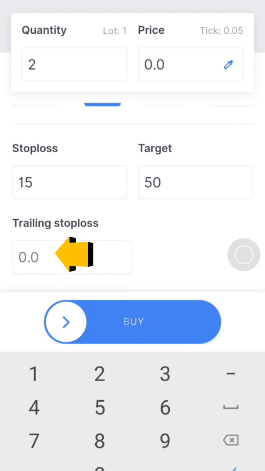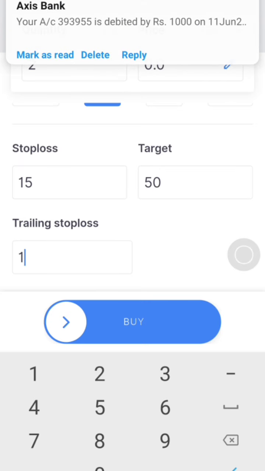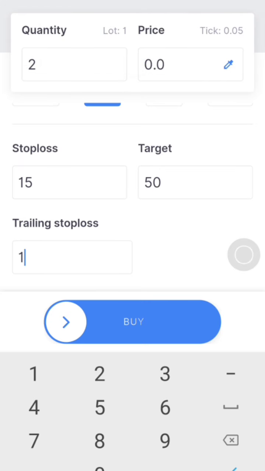Trailing stop loss, let's say you put 1 rupee. It means you purchase the Bajaj Finance share at 2400, and you put the stop loss at 15 rupees and the target price at 50 rupees. When you put a trailing stop loss of 1, from the price when you purchase, if the price keeps on increasing, when it increases 1 rupee, the stop loss will also increase 1 rupee.